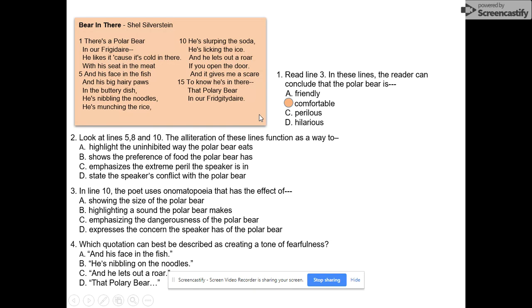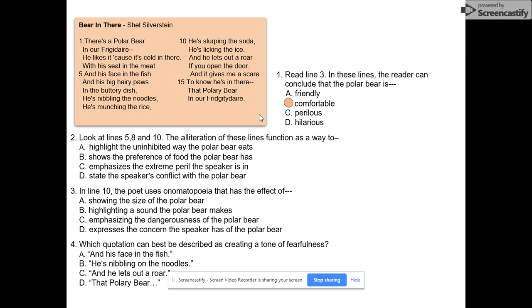All right, so now I'm looking at these 3: face fish, nibbling noodles, slurping soda. And what is the function of this alliteration? Is it A, to highlight the way the polar bear eats? B, show the preference of food the polar bear has? C, emphasize the extreme peril or danger that the speaker is in? Or D, state the speaker's conflict with the polar bear?